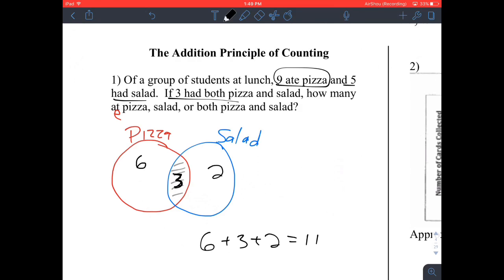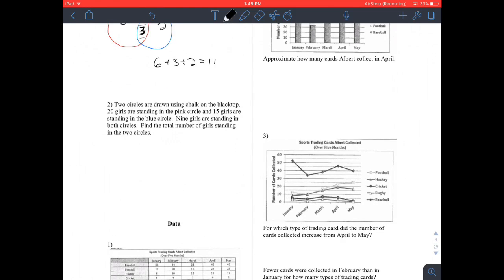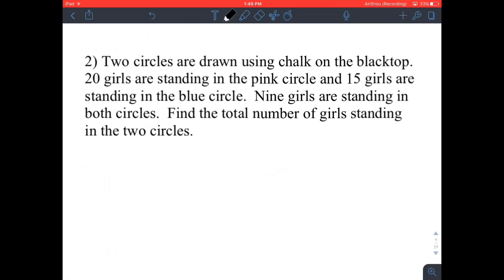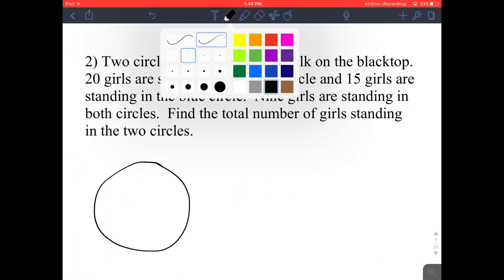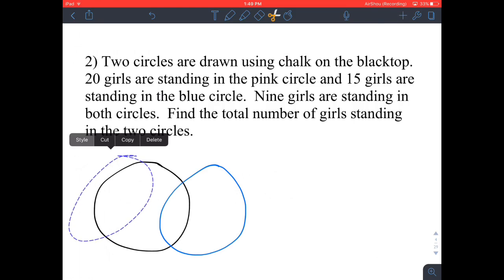A Venn diagram is very helpful for some problems, such as this next one. 2 circles are drawn using chalk on the blacktop. We'll assume they overlap. If they end up not overlapping, then we'll just put nothing in the middle. 20 girls are standing in the pink circle. Oh, better change this to pink.